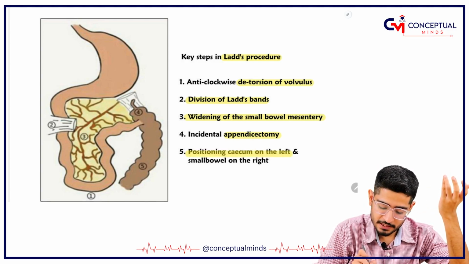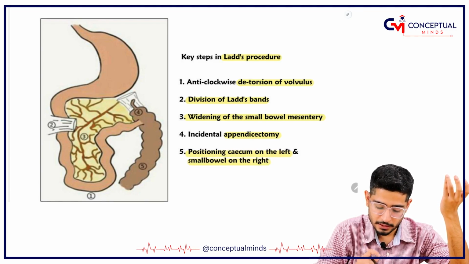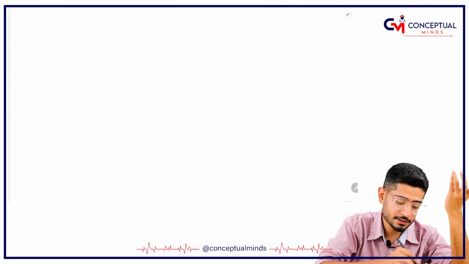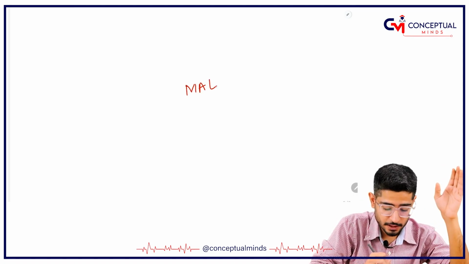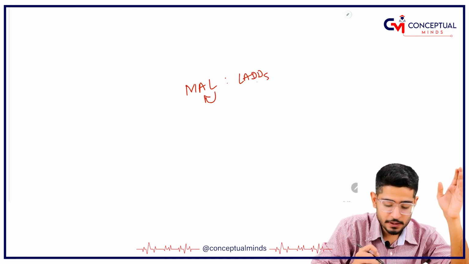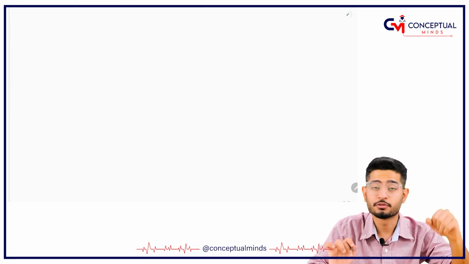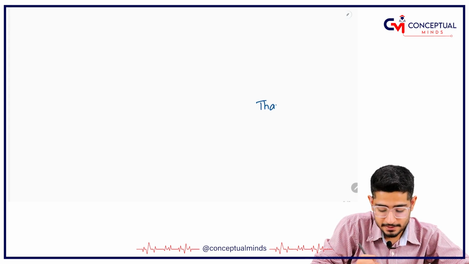Then positioning of the cecum on the left side and small bowel on the right side, and all these things are done. Ladd's operation, it is done for what? It is done for malrotation. So MAL, LA is going to come. LA is for Ladd's operation. So this is the way to remember this, and with this I'll take your leave.